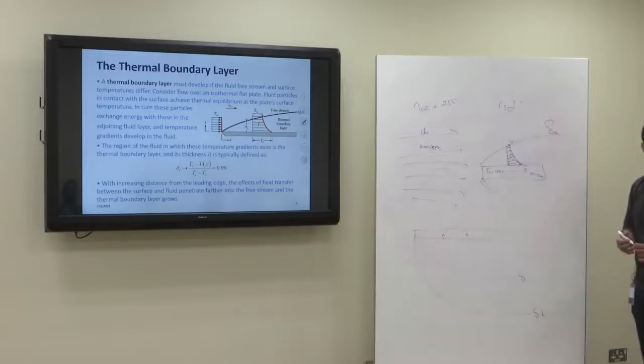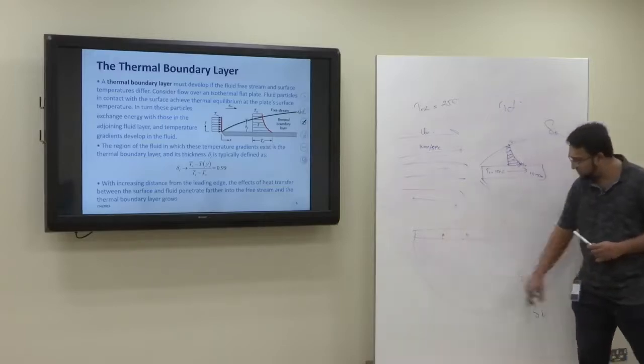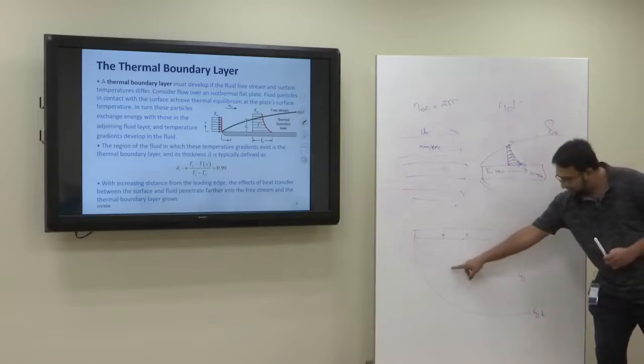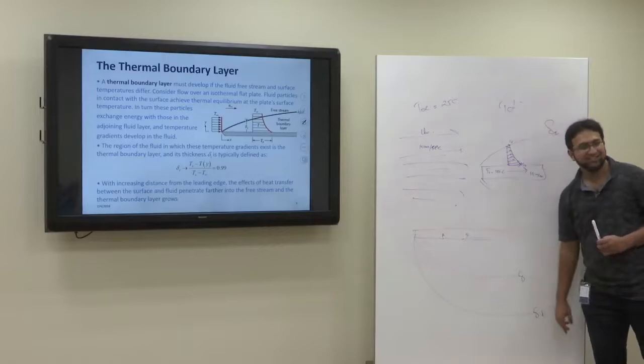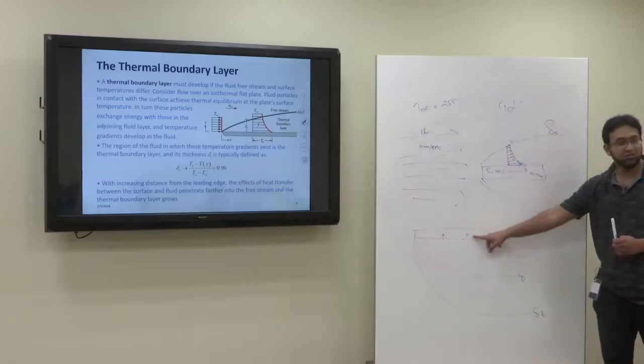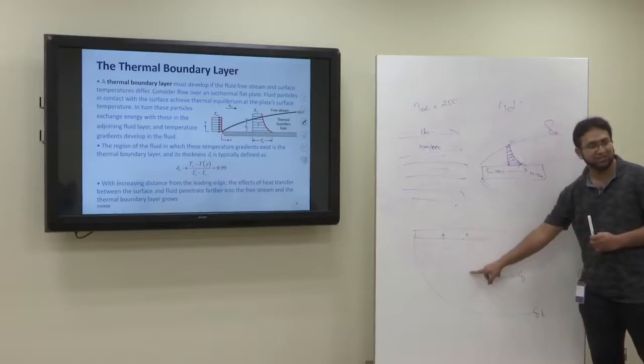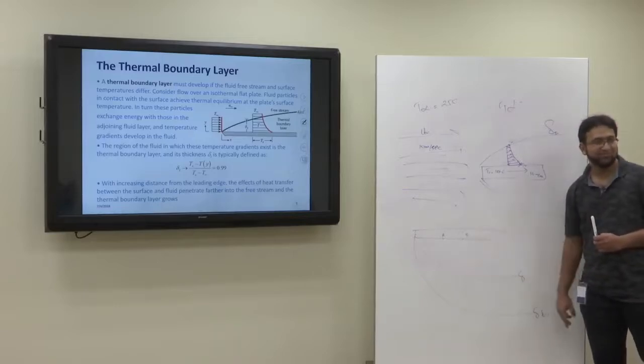Okay. So, what's the condition? If I want to draw the velocity profile at A, it should finish at del. It should not go till del T. And if I want to draw the thermal profile at B, it should finish at del T, and should not finish at del. Okay, what about the condition?